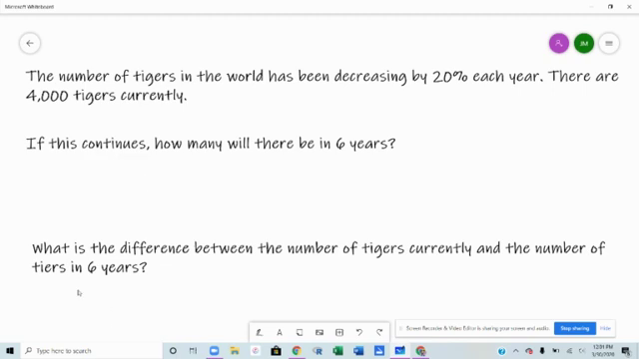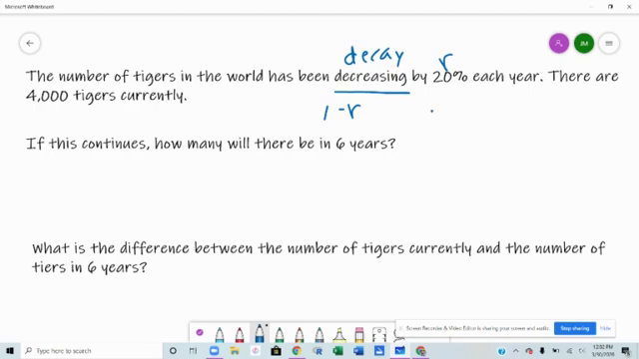You need this blank here and you need this blank here, but you don't need a gap here. So we've got the number of tigers in the world has been decreasing by 20% each year. There are currently 4,000 tigers. If this continues, how many tigers will there be in 6 years? Okay, so the first thing you should still be doing is writing yourself your equation. So it says it has been decreasing, which means this is a decay. So we know we're going to do 1 minus r. Here is r, 20%, which is then 0.2 or 0.20 if you would prefer to write it that way to help you. And there are currently 4,000 tigers, which is A.